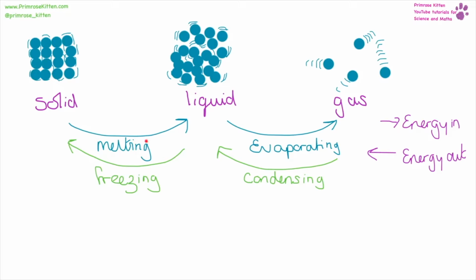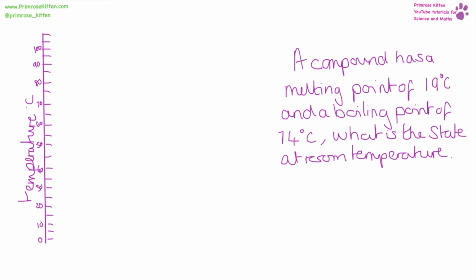Going from a solid to a liquid is melting. From a liquid to a gas is evaporating. Going in this direction, we are putting energy in. Going in the other direction, energy is coming out. So from gas to a liquid, it is condensing. From a liquid to a solid, we are freezing. A compound has a melting point of 19 degrees and a boiling point of 74.